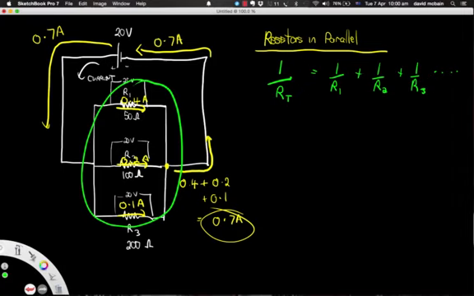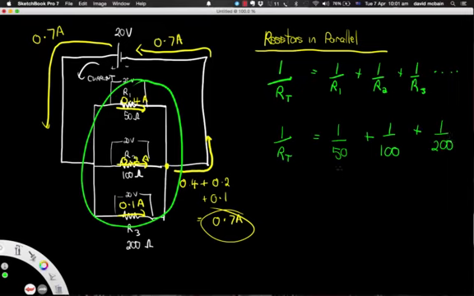So if we want to work out the total resistance of this circuit, in other words, how much resistance the current actually feels, it will be 1 over the total resistance will equal 1 over R1. Well, R1 is 50 ohms. So it's 1 over 50 plus 1 over 100, plus 1 over 200.